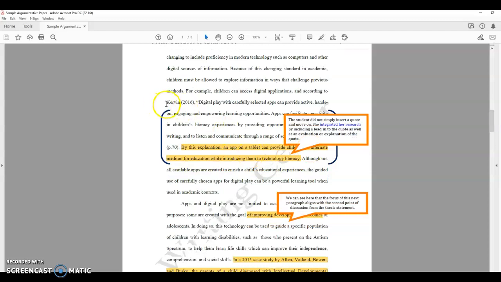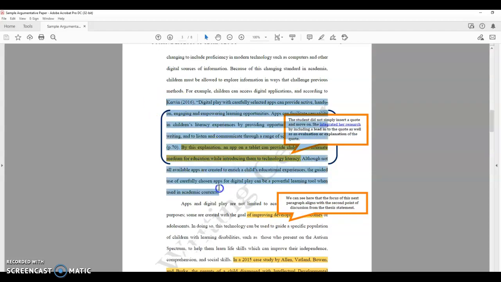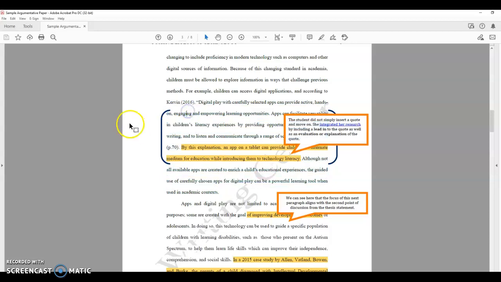All right, the next thing I would like to point out is here on page 3, she has a quote, and you guys are going to have a quote too. And you'll notice that she tells us, she introduces the quote. She tells us who says this, okay? So she includes that in the sentence, according to Curvin, okay? So when you quote something, you want to, in the body of that sentence, signal who said it, okay? So then she has her quote.